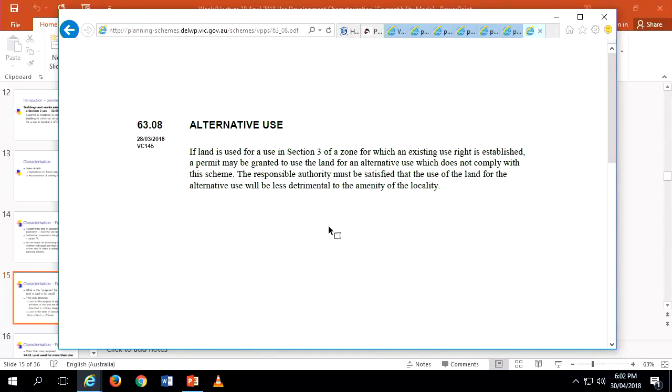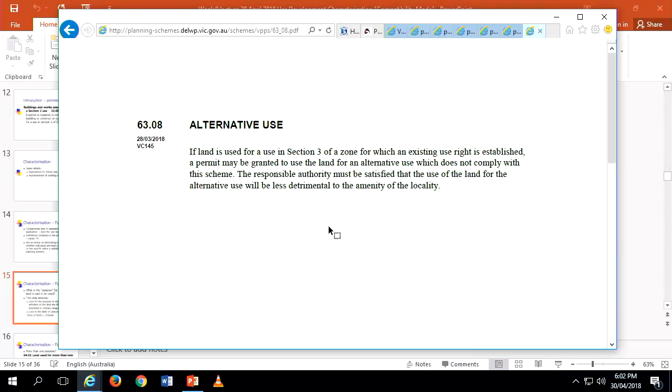If land is used for a use in Section 3 of a zone for which an existing use right is established, a permit may be granted to use the land for an alternative use which does not comply with the scheme. So essentially, this is providing a way of modifying the use on the land, and the main test is, is it going to be better? So it's a way of trying to gradually improve the land use so it has less impact on the area.